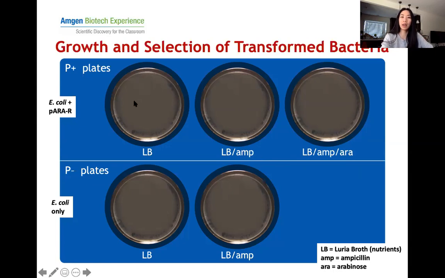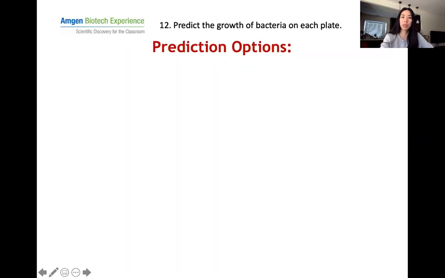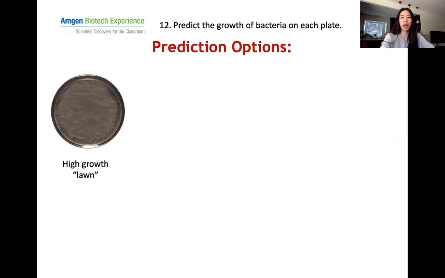So what I would like you to do now is predict the growth of bacteria on each one of these plates. So you have 3 on top with the plasmid, and then you have 2 on the bottom that are not exposed to plasmid. Here are your prediction options. One thing that can happen is you have very high growth, and we call this a lawn. If you look at this plate, this is just thousands of bacteria cells growing. They call it a lawn because, thinking about the lawn in the front yard, it's like a big layer of bacteria. We would say this is high growth.